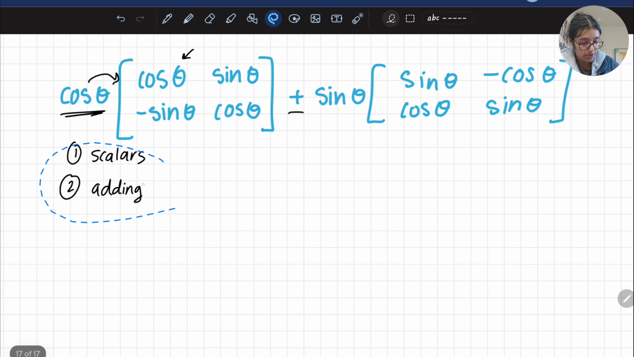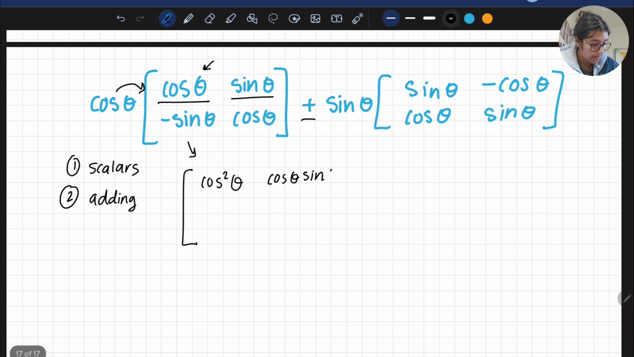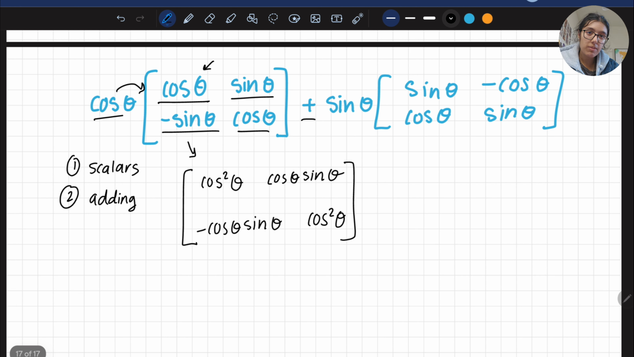In this case, let us multiply this. So let's pick this one. So we have cos theta times cos theta, that's cos squared theta. Cos theta times sine theta, that's cos theta sine theta. Cos theta times minus sine theta, minus cos theta sine theta. And cos theta times cos theta, that's cos squared theta. And notice when I multiply by the scalar, the order stays the same.